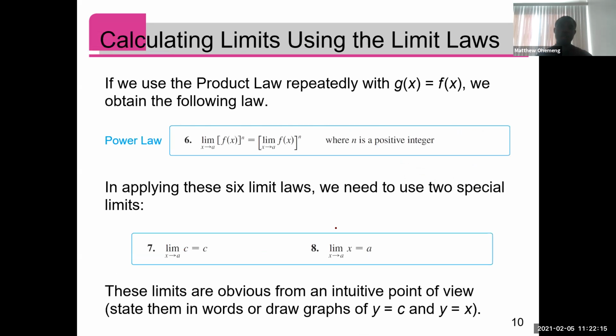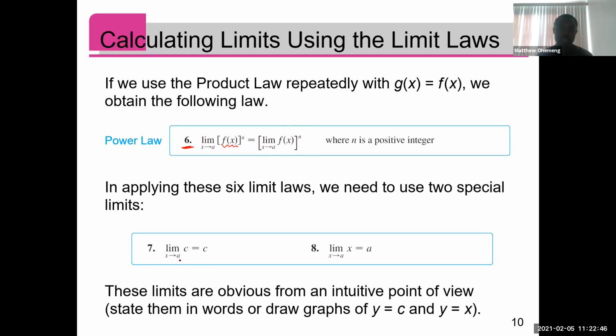Okay. Now let's look at more limit laws. It turns out that we have another limit law, which we number as 6, which is called the power law. The power law says when you're trying to take the limit as x approaches a of a function to a power, then you can just take the limit of the function in the base, and when you are done, you put the power back and evaluate it. So that's the power law.